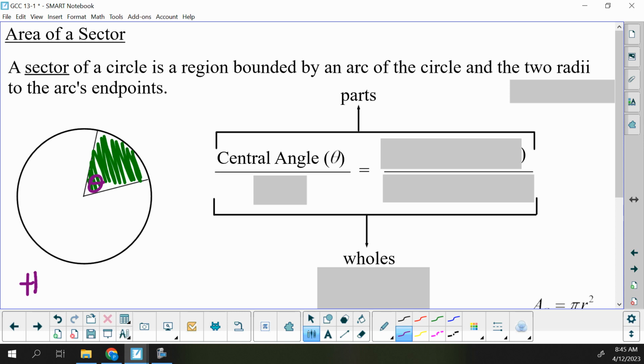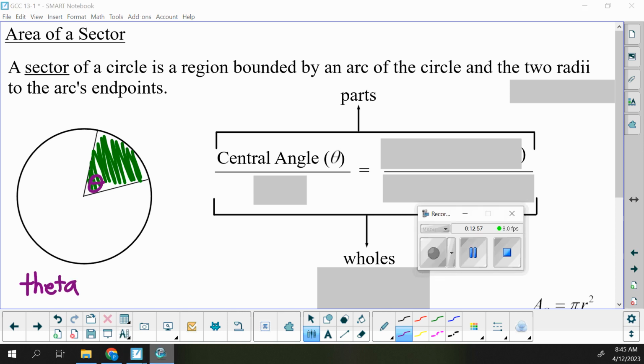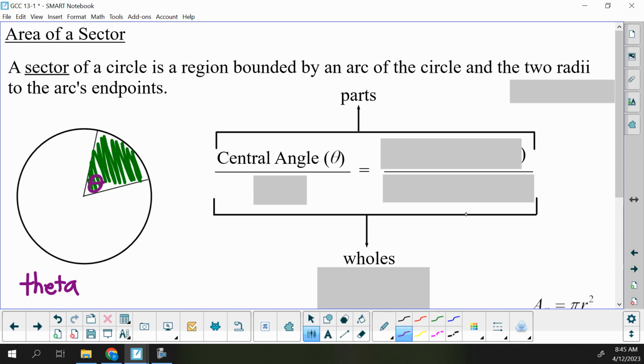And just so you can see the spelling of that, that's T-H-E-T-A. So that Greek letter theta is just the variable for our angle. And it'll be over 360 degrees. So notice the left side of this proportion, exactly identical to the left side of our arc length proportion. But the right side is where it's going to be different.